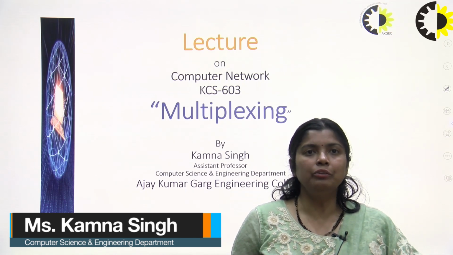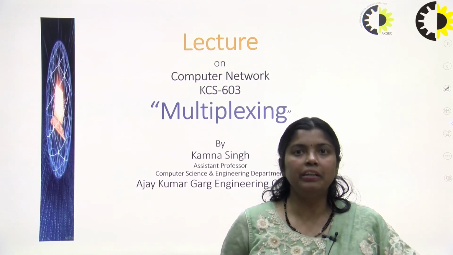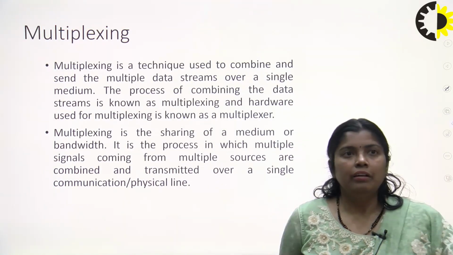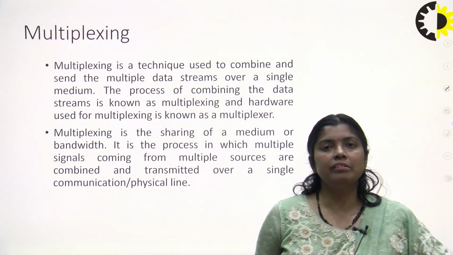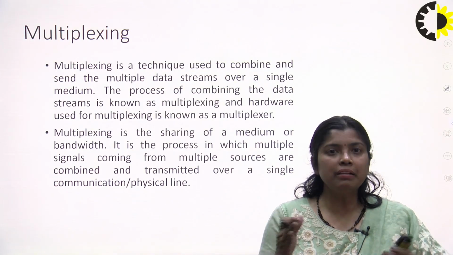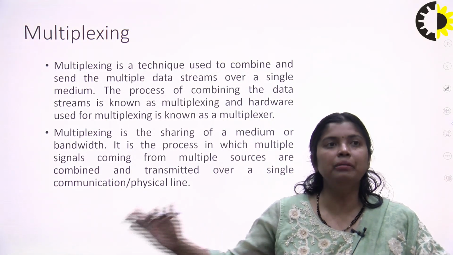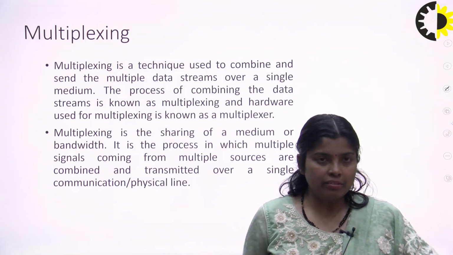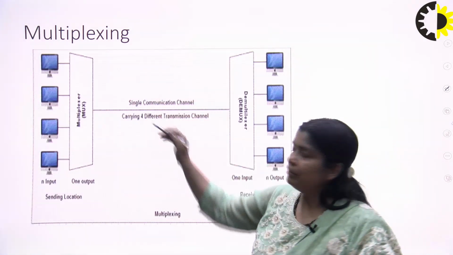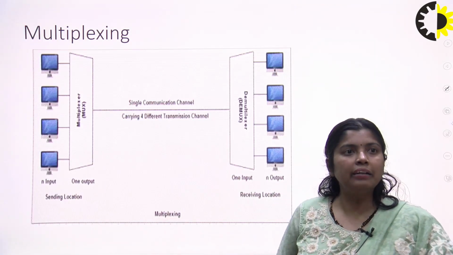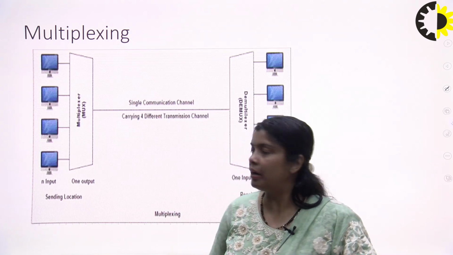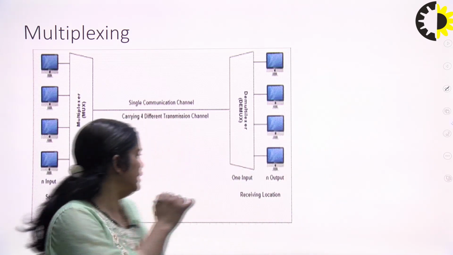Today we are going to discuss multiplexing techniques, the different types of multiplexing techniques in computer networks. First of all, we have to understand what multiplexing is. Multiplexing is when multiple signals are transmitted simultaneously over a single medium, or a single channel. You can see in this example that there are 4 stations, or 4 inputs, and these go into the multiplexer.